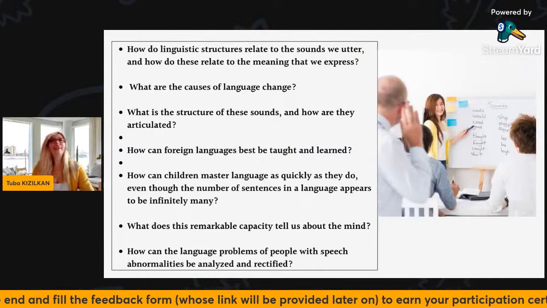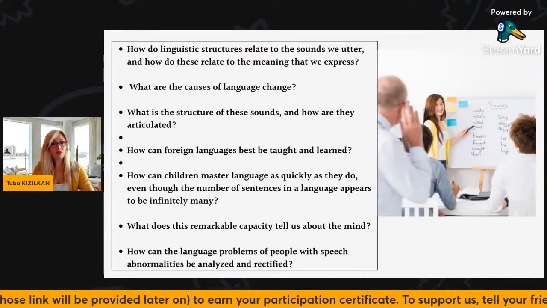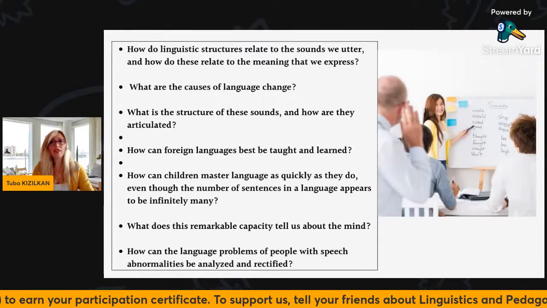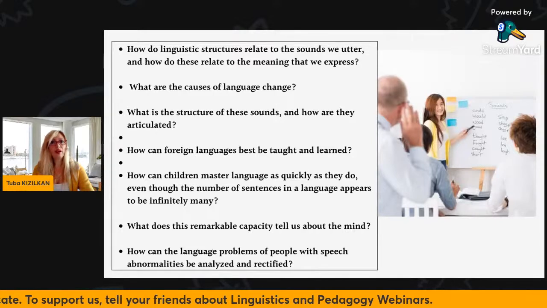And we can ask many questions, and maybe our attendants can ask more questions and contribute. They might have lots of very good questions in their minds.